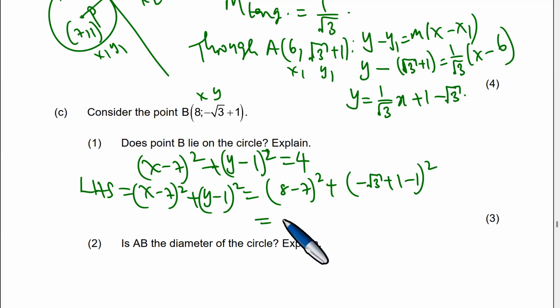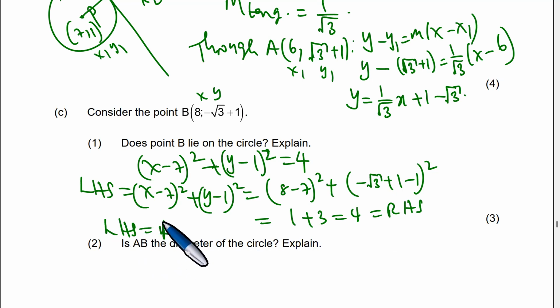Right, so you square everything here. It's exactly 1, this one cancels, and then you have plus 3, which is 4. And surely 4 is the right-hand side. So you have that the left substituted, and you're getting 4 the right-hand side. And therefore, the left-hand side is equal to the right-hand side. Point B lies on the circle.